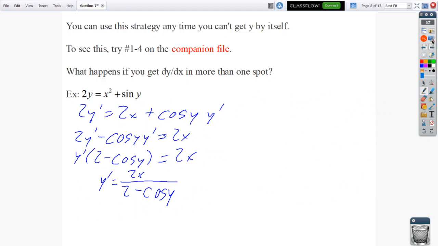Whew. So I guess if I wanted to summarize that, I could say take the derivative of everything with respect to x, isolate dy dx, and divide to get it by itself.